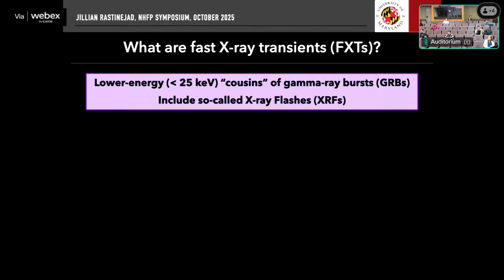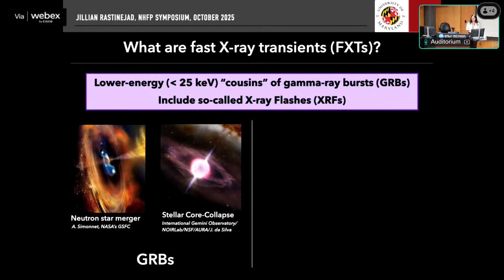So first of all, what are fast X-ray transients? I had to ask myself this question 8 months ago. But I like to call them the lower energy cousins of gamma ray bursts, which we've known about for many decades and have pretty well studied. Some nomenclature: you might have heard of these called X-ray flashes in the mid-2000s, and this fast X-ray transient title encompasses both of those.